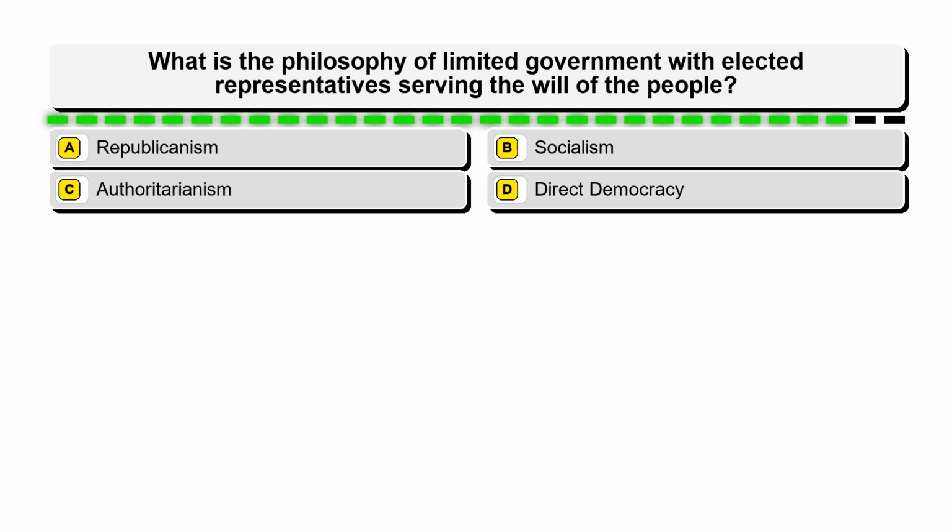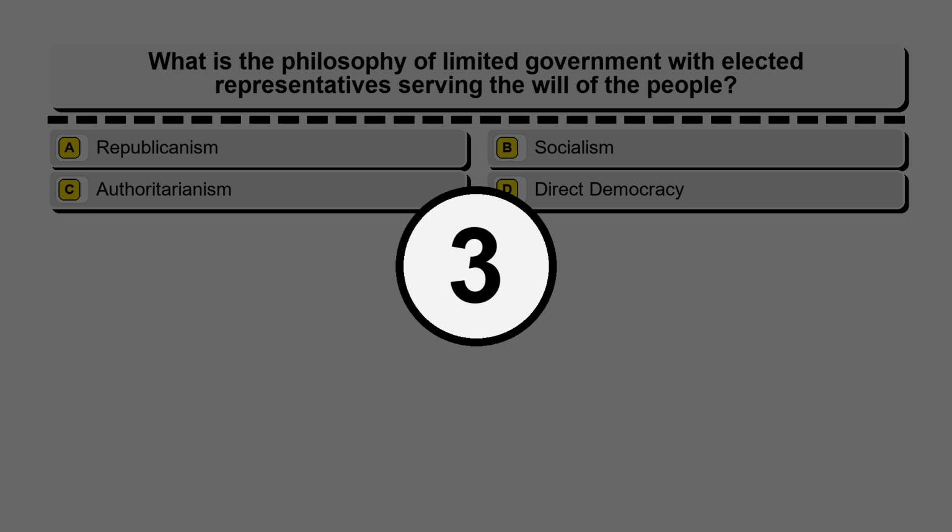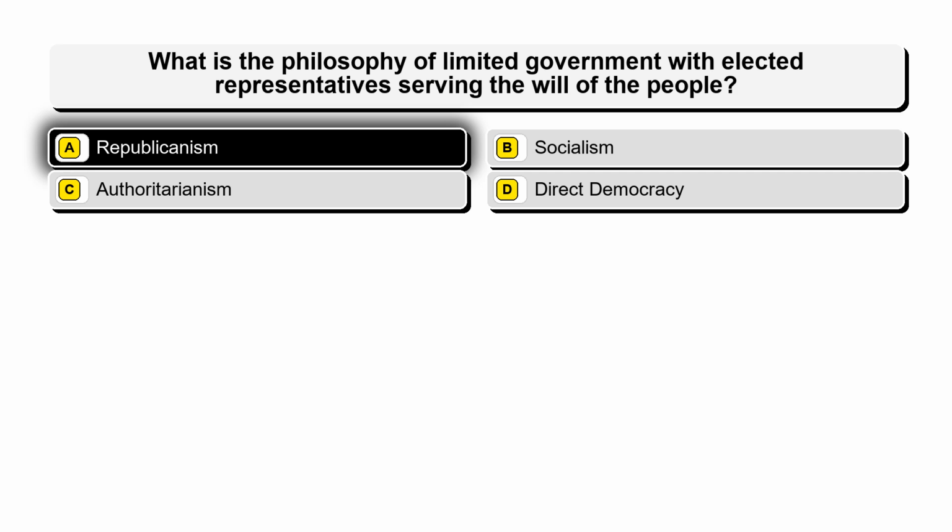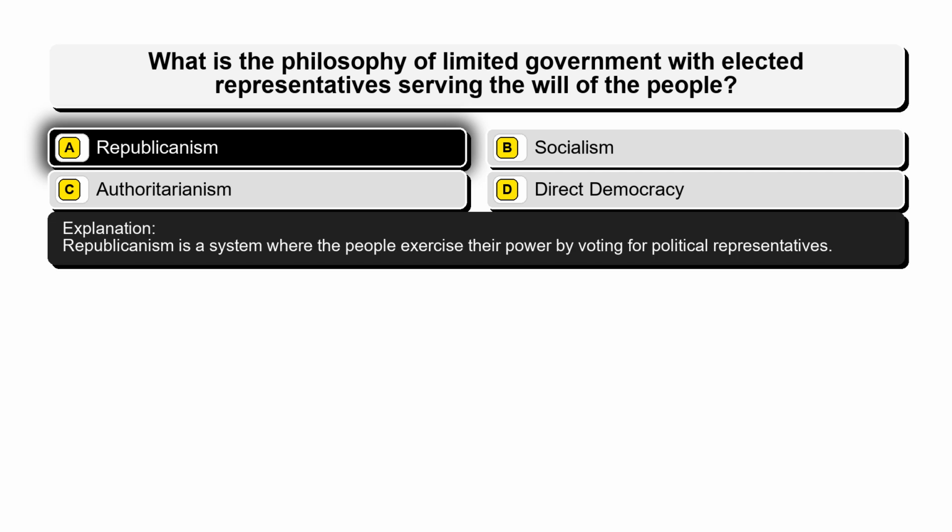Question 61. What is the philosophy of limited government with elected representatives serving the will of the people? Option A, republicanism. Option B, socialism. Option C, authoritarianism. Option D, direct democracy. The correct answer is option A, republicanism. Republicanism is a system where the people exercise their power by voting for political representatives.